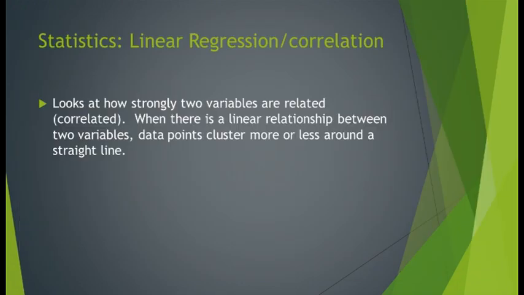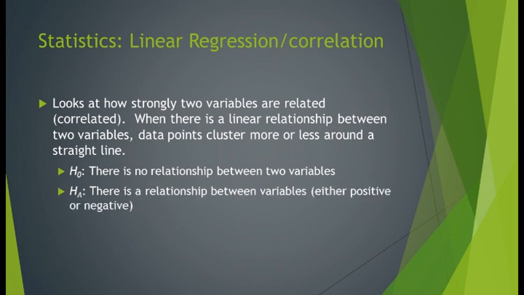The first type of analysis we're going to cover is a linear regression or correlation. This looks at how strongly two variables are correlated or associated with each other. If the variables are correlated, they form a linear relationship. The null hypothesis is that there is no relationship between the two variables, that they are independent of each other. The alternative hypothesis then is that there is a relationship between the two variables.